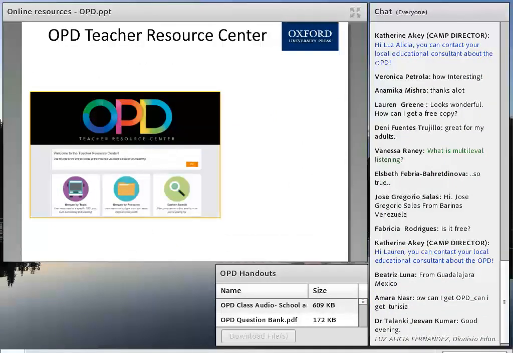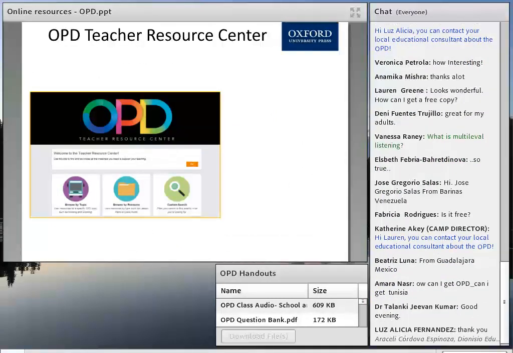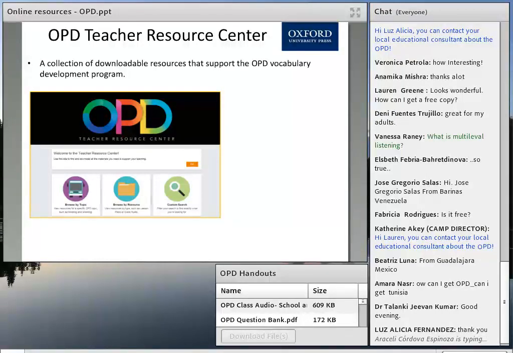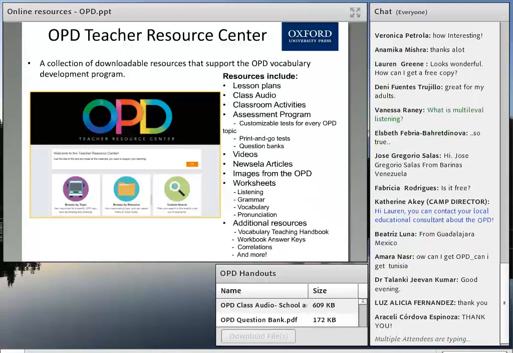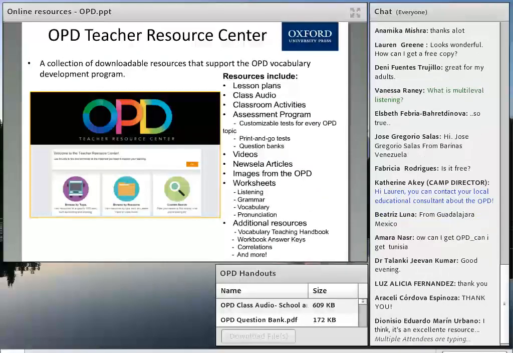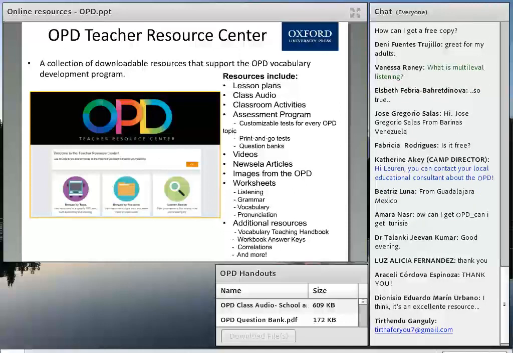And then for the teachers, we have the Teacher Resource Center. So you can purchase an access code for lifetime access. It's a collection of downloadable resources that support the OPD program. Here's a list of those on the right-hand side. I'm not going to read these all out, but you can see there's a plethora. There's a ton of stuff.